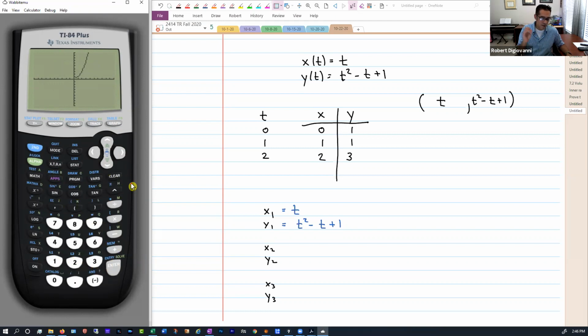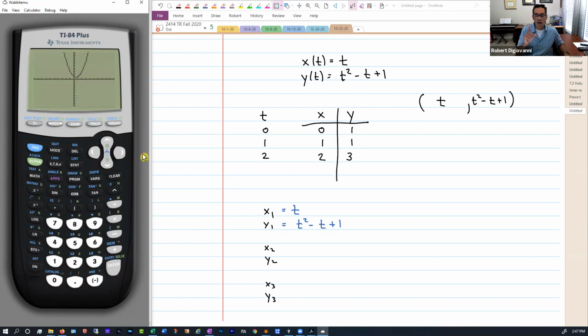And the reason why is because the calculator, when it comes from the factory, it restricts the value of T. And so we have to go to window and it says here what the T minimum and the T max is. Just change that to like -10 to 10. The default setting for the calculator is 0 to 2 pi. That's what the default setting is for parametric mode. And now if you do that and you hit graph, you're going to get the whole parabola.